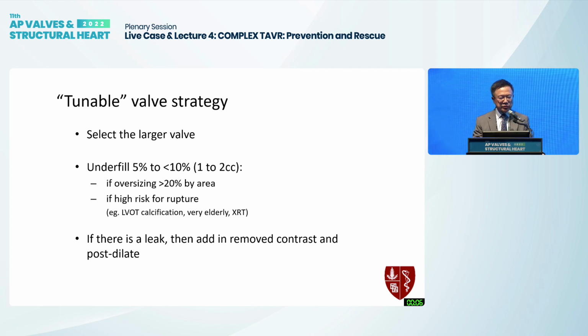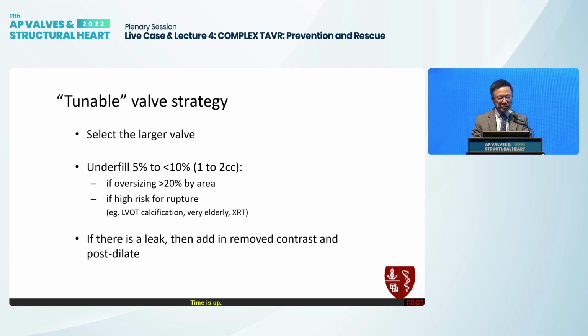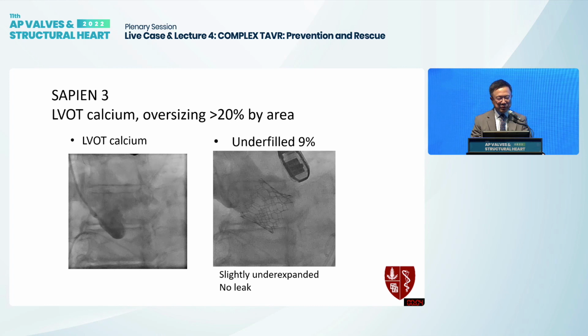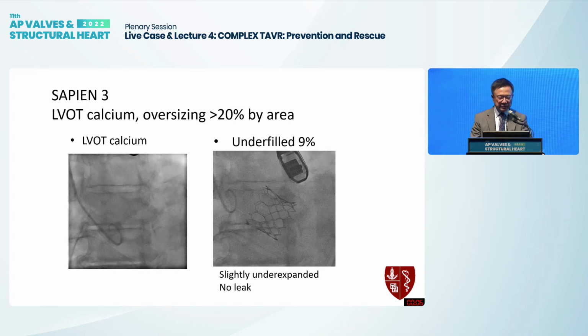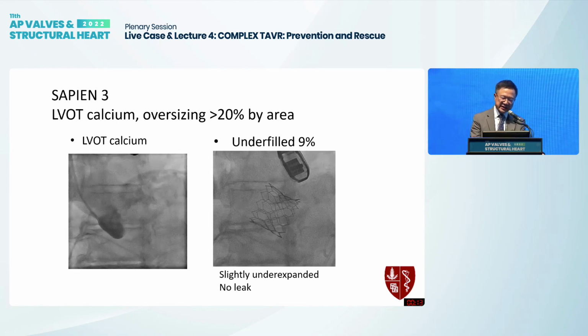So this is still an area in S3 deployment that is relatively dependent on the operator, and a little bit of an art of tuning the valve strategy. For example, here there's an LVOT calcium that's pretty heavy duty, so we undersized the valve by about 9%. You can see there's a little indentation of the top part of the valve, so slightly unexpanded, but no leak, and grading was good. So you try to minimize the risk in that situation.